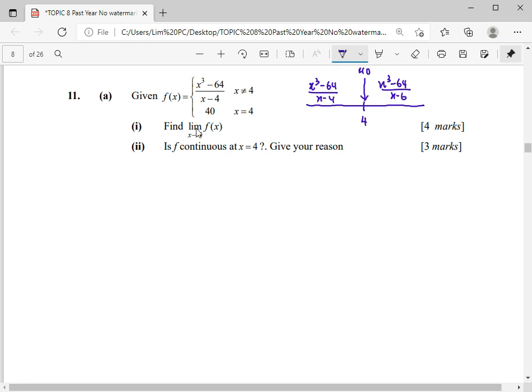So when we see the situation here, left hand side and right hand side are the same function. When we want to find our first question, the limit as x approaches 4, we can directly use our function. We don't need to do left hand side and right hand side, because the function is the same. We substitute the same things, we simplify the same things, and of course the limit will exist. So we directly use the limit as x approaches 4 straight away to find the answer.